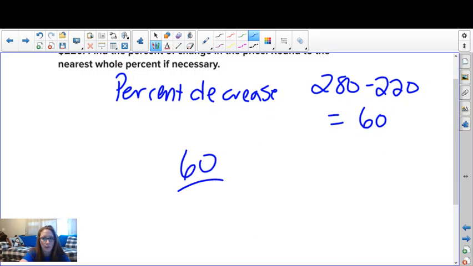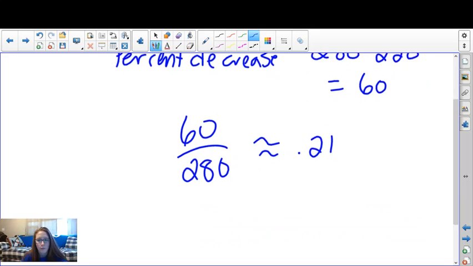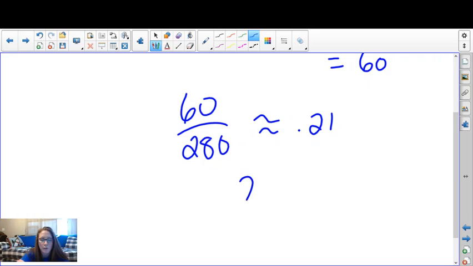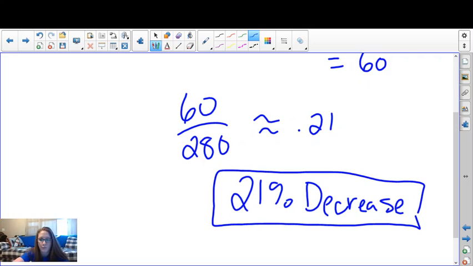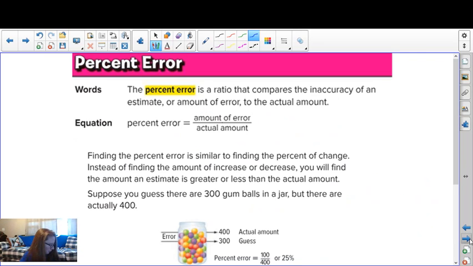So $60 over the original 280. Again, that gives me about 0.21. And then I need to move that over twice, so 21%. And we already said that it was a decrease, so 21% decrease. Yay.